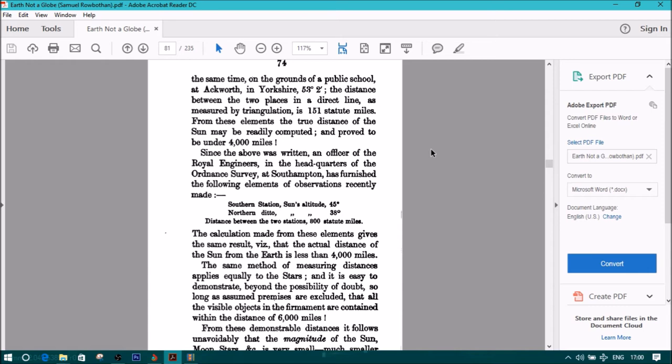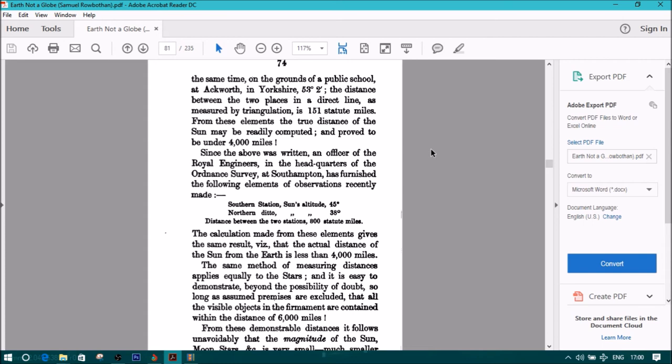Since the above was written, an officer of the Royal Engineers in the headquarters of the Ordnance Survey at Southampton has furnished the following elements of observations recently made. Southern Station, Sun's altitude, 45 degrees. Northern, ditto, 38 degrees. The calculation made from these elements gives the same result, viz., that the actual distance of the Sun from the Earth is less than 4,000 miles.